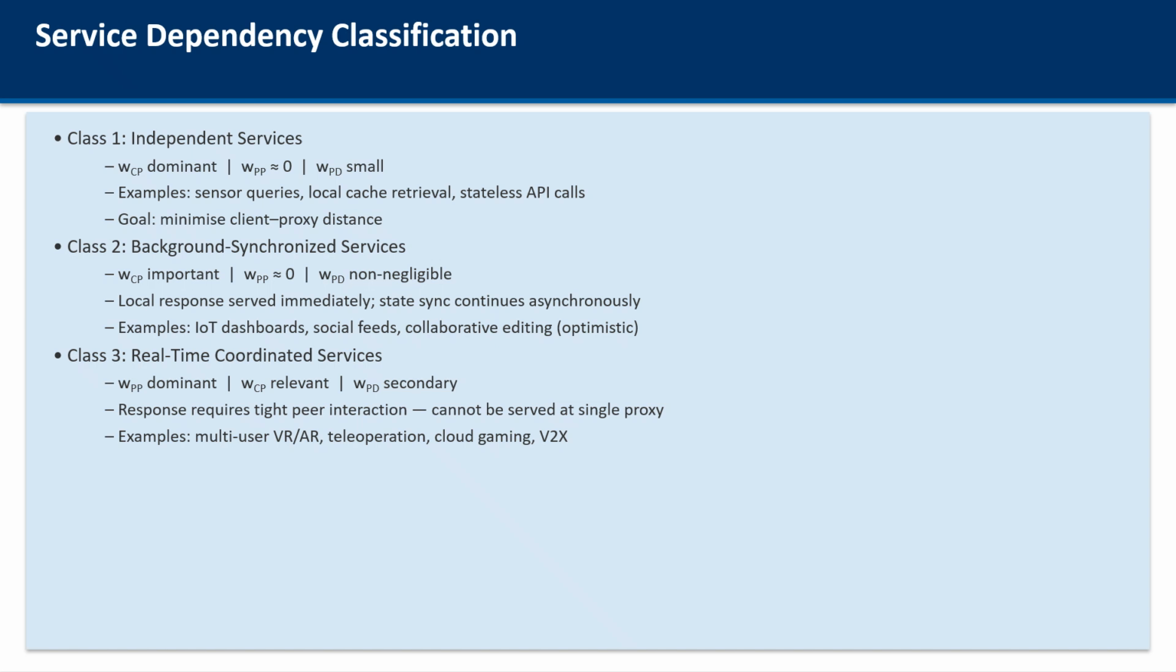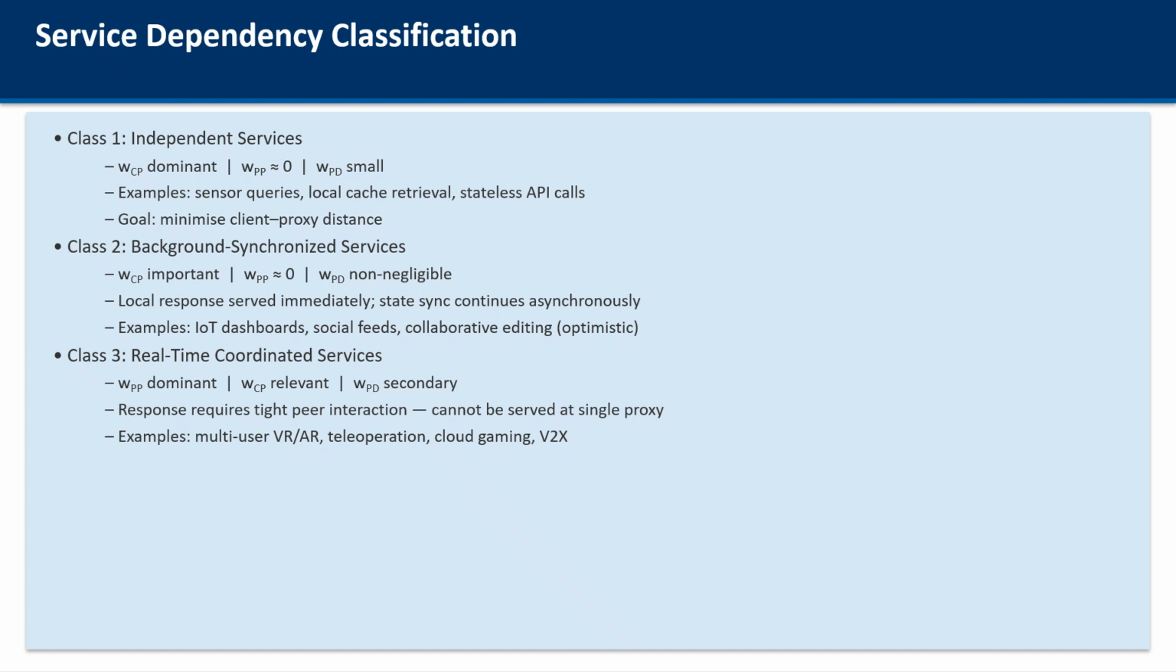Based on the model, we define three service classes. Class 1 is independent services. Each request is self-contained. No peer coordination, no latency-critical state access. The client-proxy weight dominates, so placing the proxy as close as possible to the user is the primary objective. Typical examples are simple sensor queries and stateless API calls. Class 2 is background synchronized services. A user-visible response can be generated locally, but the system still needs periodic or asynchronous access to shared state.